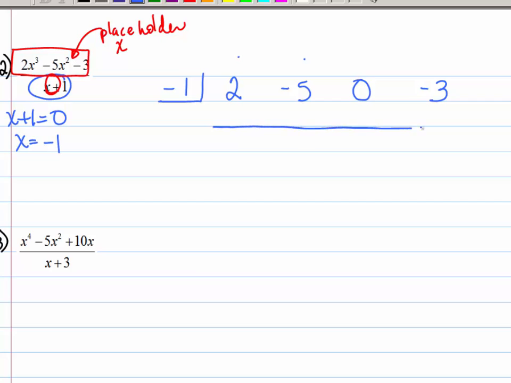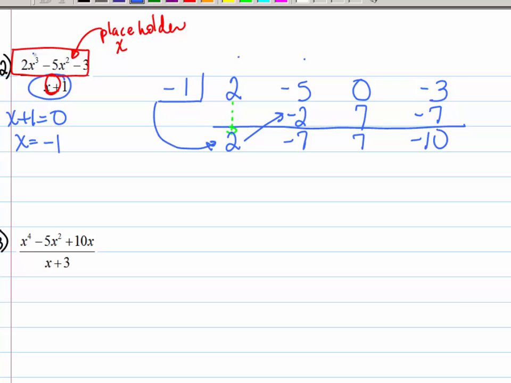Then we're going to draw the line. We're going to drop this number right down here. Okay, you don't have to draw those arrows. I'm just kind of showing you. Drop it straight down. Don't do anything with it. Then you multiply those. Put the answer right here. Add. Multiply. Add. Multiply. Add. Now you're done.